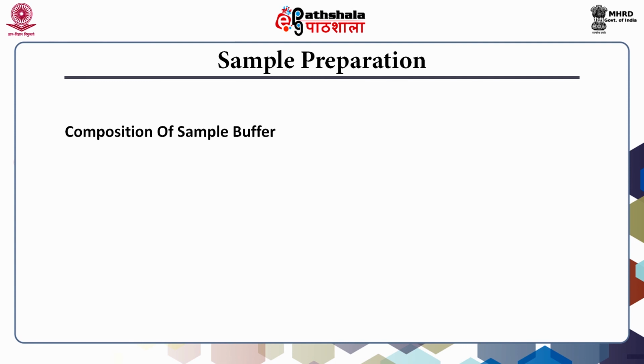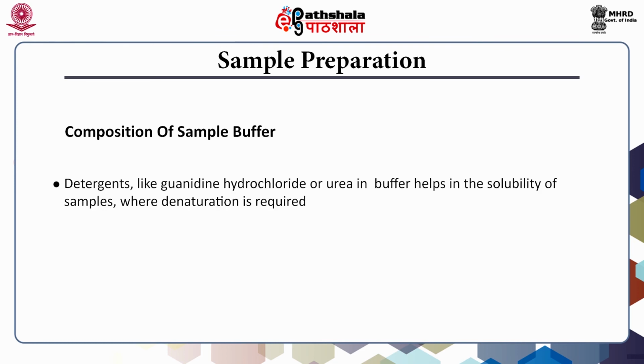In addition to what we discussed on the previous slide about sample buffer composition, an important consideration is the solubility of the sample. The solubility of the sample can be increased by using detergents like guanidinium hydrochloride or urea in the sample buffer. These guanidinium hydrochloride and urea cause denaturation of protein molecules. So, these denaturant detergents can be used only in situations where denaturation is required.